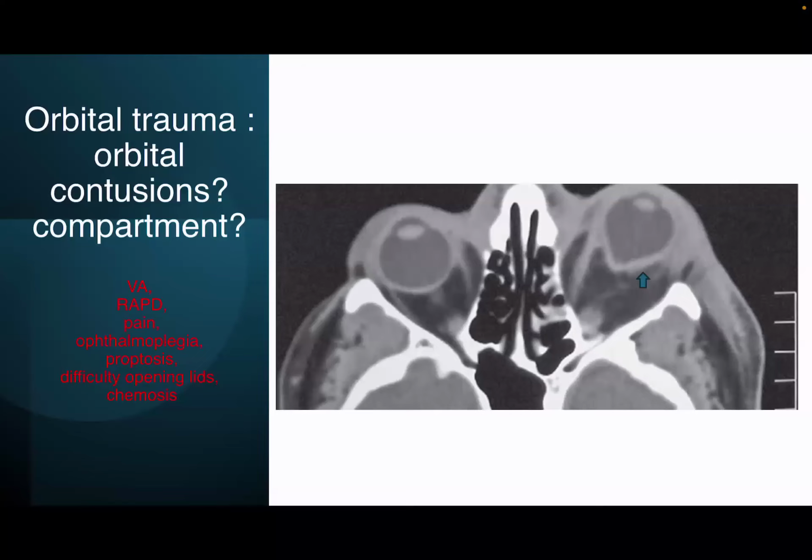Check for a relative afferent pupillary defect, any severe pain, any ophthalmoplegia, severe proptosis, severe chemosis, or if it's very hard to open the lids. Go with neuroimaging if you still have suspicion but you are not sure. If there is orbital hemorrhage that compresses the globe, causing globe tenting, as shown in the photo here, the left globe has been tented by intraorbital edema and hemorrhage. Acute management is mandatory.